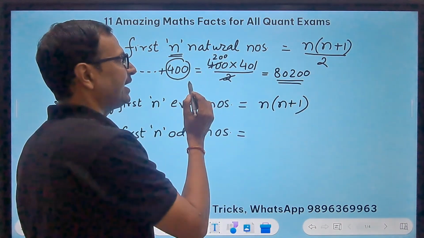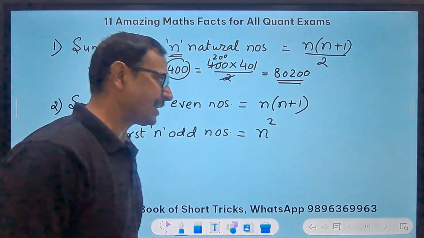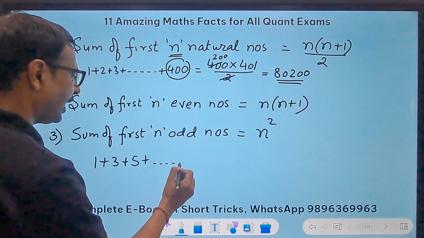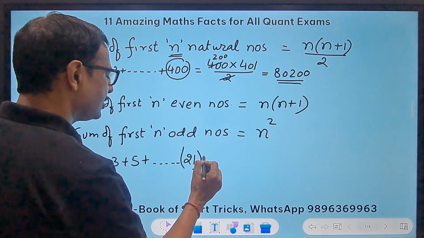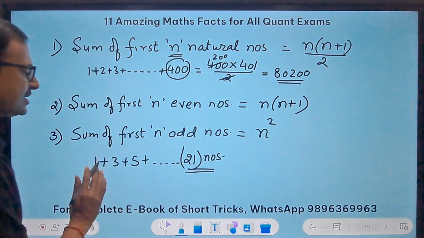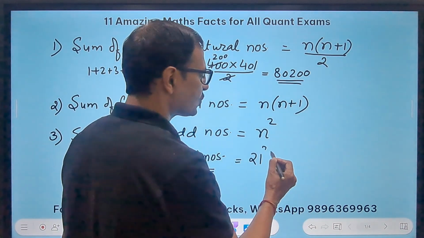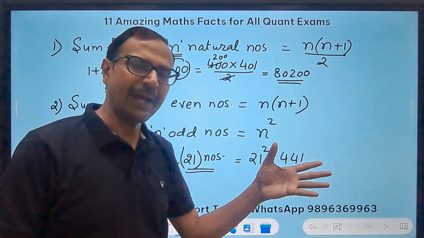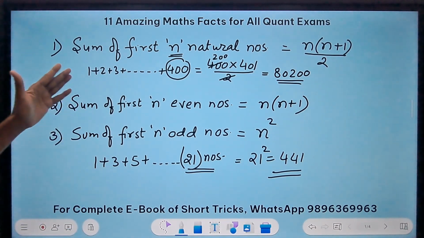If you are selecting n odd numbers, just do n square. Pretty easy, right? Let's take an example of this one. So suppose I need to do 1 plus 3 plus 5, all odd numbers. Up to how many such odd numbers? Maybe let's take 21 numbers. 21 such numbers, okay? Starting from 1, we are taking odd numbers, and how many numbers? 21 numbers. So the sum will be 21 square, which is 441. You don't have to do any calculation, just do 21 square and you get your answer. So 3 basic tricks which will help you in cracking so many different types of questions in the quant exams.